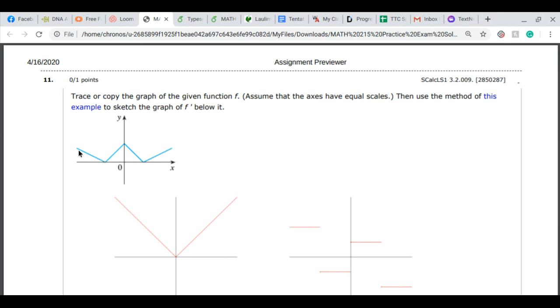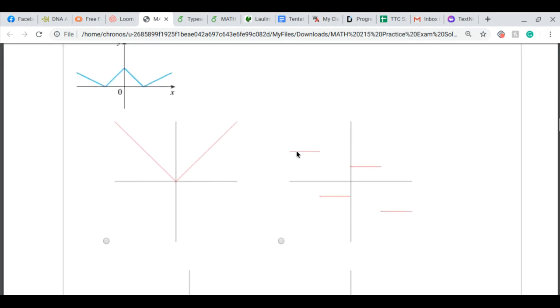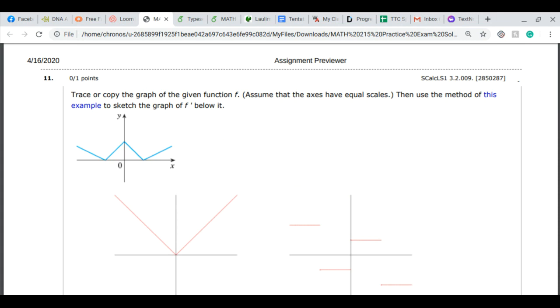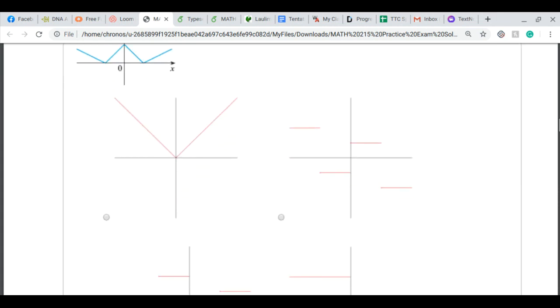The derivative here, therefore, is going to be negative constant, a positive constant, negative constant, positive constant again. This has the right idea because constant, constant, constant, but it starts out as a positive constant. We want it to start out as a negative constant. Remember, when you graph a constant function, that's just a straight line.